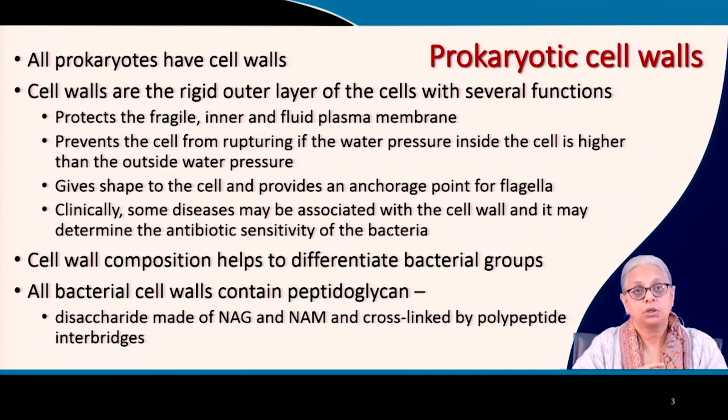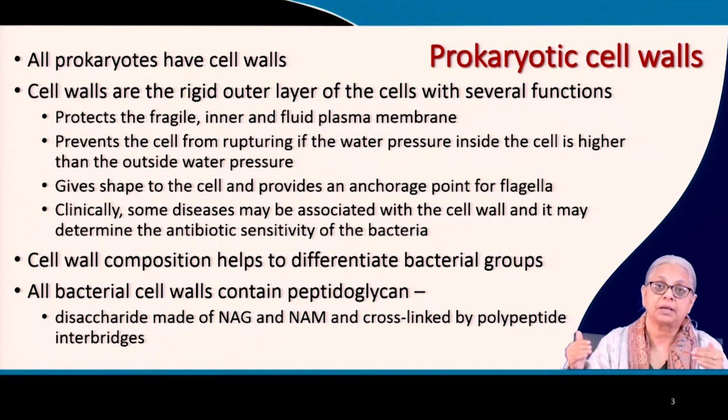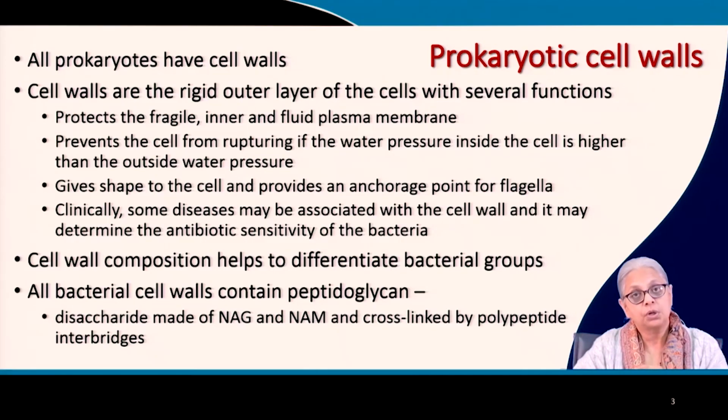Then we come to cell wall composition. This cell wall has different chemical composition in different bacterial groups or species. So that's another marker for differentiating different types of bacteria. What is common to all these modern bacteria is that all bacterial cell walls contain a chemical called peptidoglycan. So this peptidoglycan has two parts to it. The glycan part, if you remember in cell chemistry in the previous topic, we looked at NAG and NAM. So N-acetyl glucosamine and N-acetyl muramic acid are the building blocks of the cell wall.